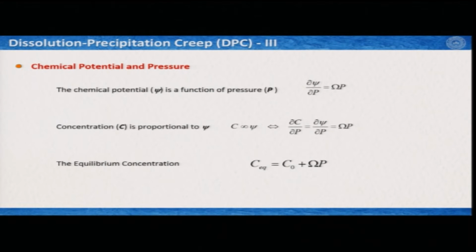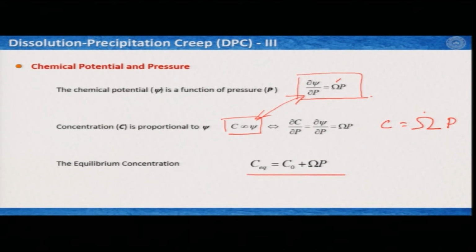So, some equations, these are very simple, do not worry about it. The chemical potential, if we consider it as phi, is a function of pressure. So, we can write this equation, and then concentration is also a function of this chemical potential, phi, and is proportional to it. So, we can write this, and by replacing these two equations we can come out with this equation, C equal to sigma p, where sigma is a constant. So, at equilibrium concentration, we can come out with this equation, which is a function of pressure, a constant, and an initial or threshold concentration, which is C0, and this is your equilibrium concentration. This equation is important, and we will come back to this soon.